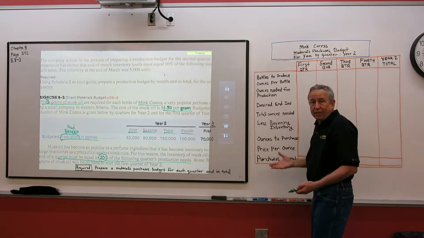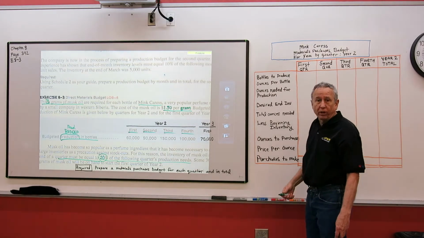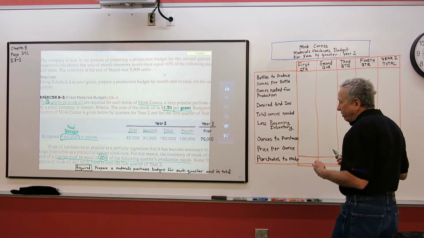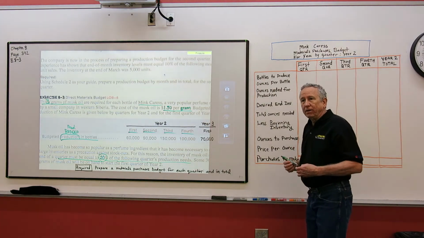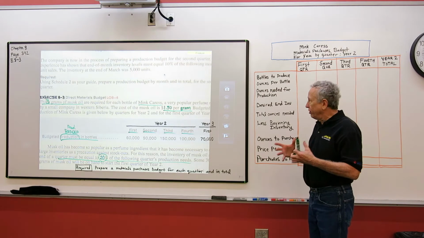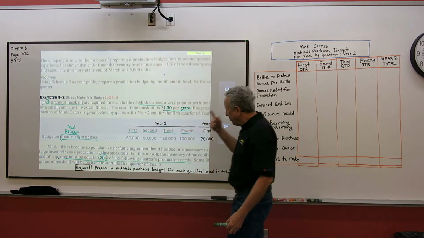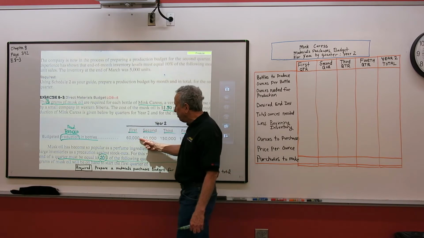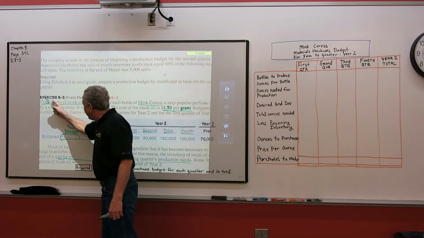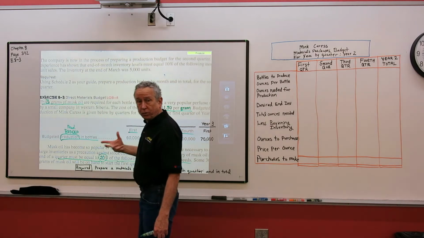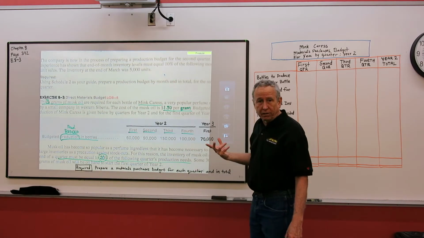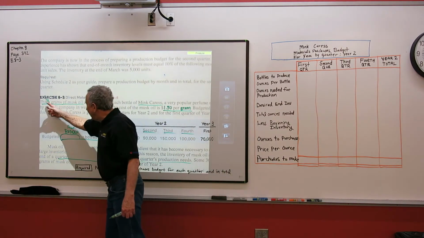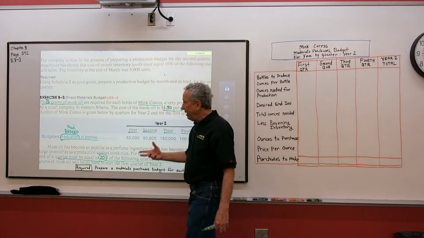I happen to know how to construct one of these budgets because I've done them before, but let's just think about the logic. If you're going to figure out what you need to buy, you need to figure out how many grams you're going to need. So if we're going to make 60,000 bottles, let's multiply that first by 3 grams of musk oil, because that's what we have to buy to make a bottle of Mink Caress. So 60,000 times 3 is 180,000 grams.